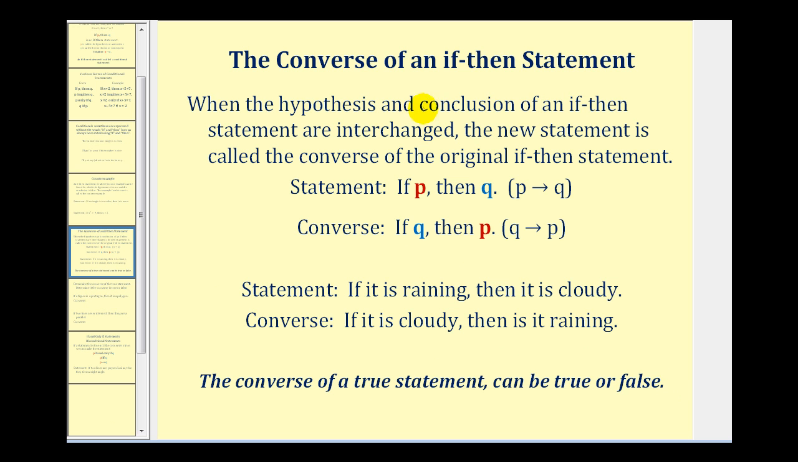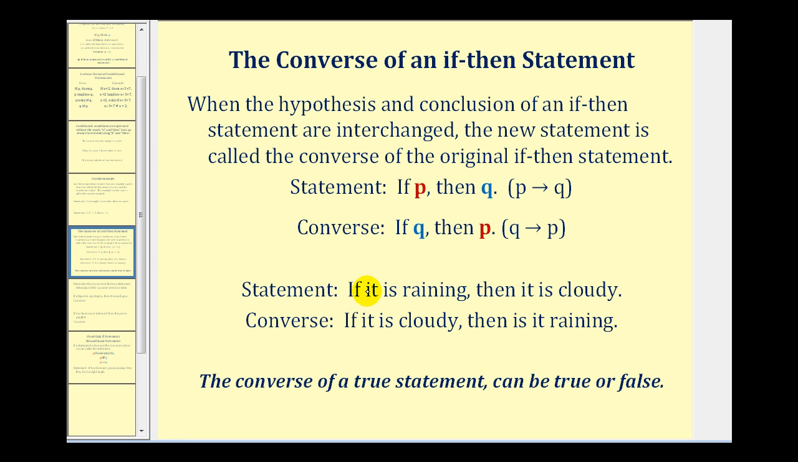Now let's talk about the converse of an if-then statement. When the hypothesis and conclusion of an if-then statement are interchanged, the new statement is called the converse of the original if-then statement. So the original statement is if P then Q, if Q then P is called the converse. And here's an example. If we're given if it is raining, then it is cloudy, then the converse would be if it is cloudy, then it is raining.